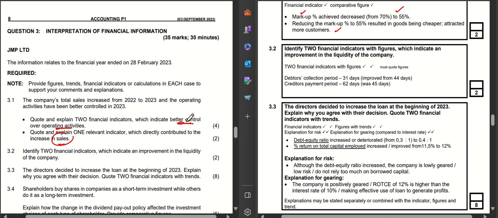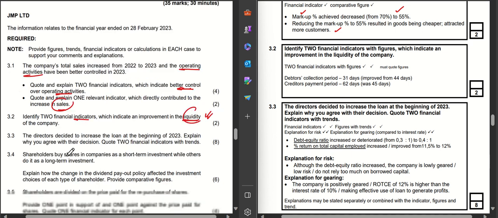It says, identify two financial indicators with figures which indicate an improvement in liquidity of a company. So here we're talking liquidity. You have to know. So far we have spoken on operating activities. We are now speaking on liquidity. You have to know which financial indicators belong to the liquidity group.